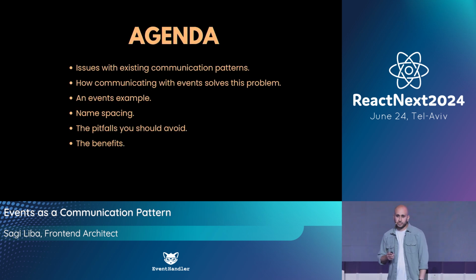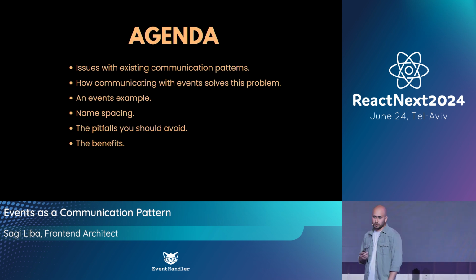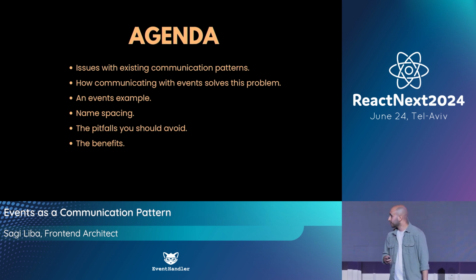We're going to cover issues with existing communication patterns. Then we'll see how events can solve these problems. We'll see an example. We'll see issues with namespacing. We'll talk about the pitfalls that you should avoid. And we'll see the benefits of actually using it. Okay, so let's get started.